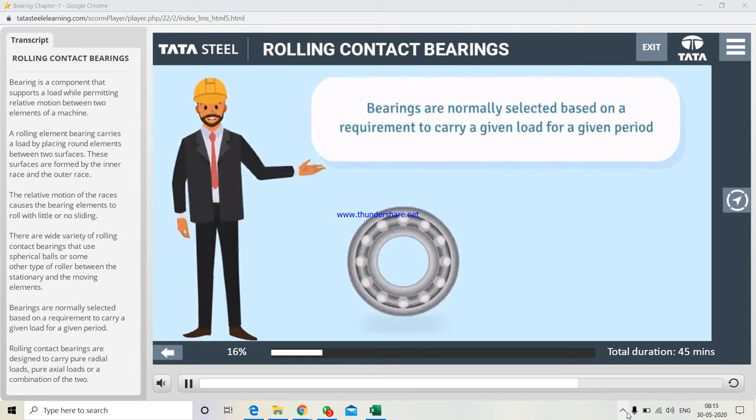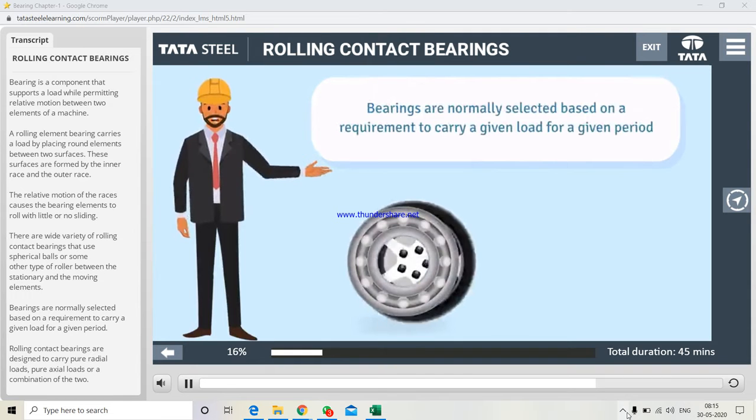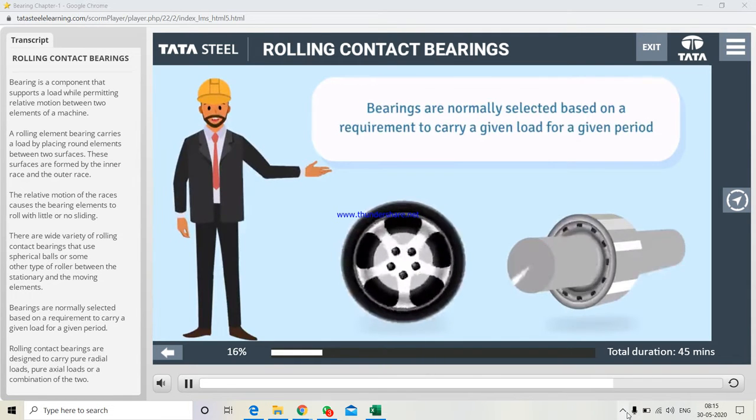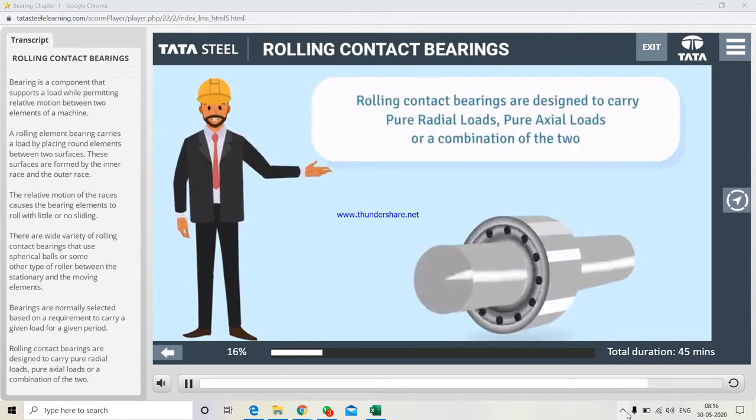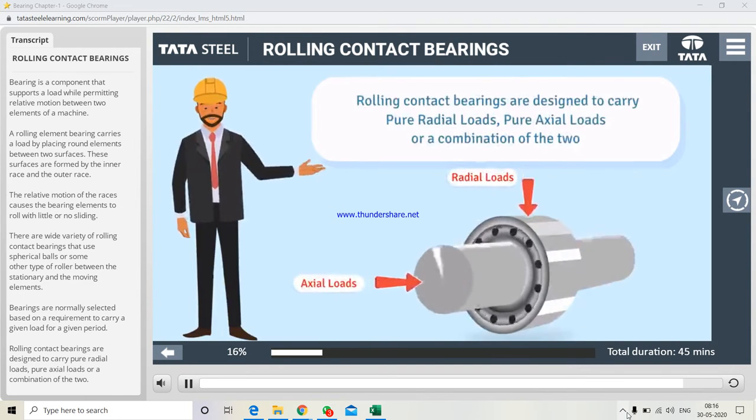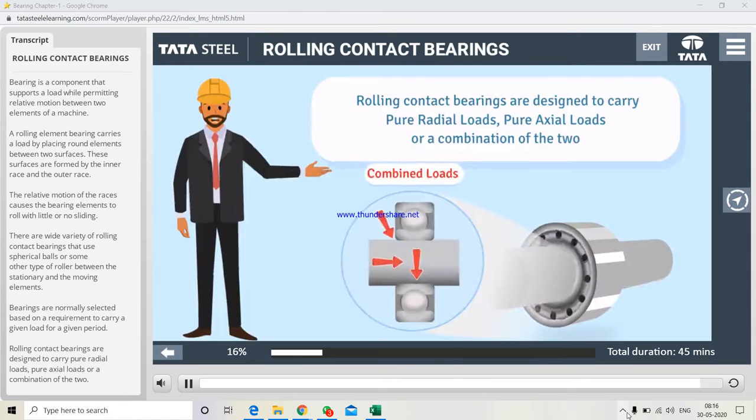Bearings are normally selected based on a requirement to carry a given load for a given period. Rolling contact bearings are designed to carry pure radial loads, pure axial loads, or a combination of the two.